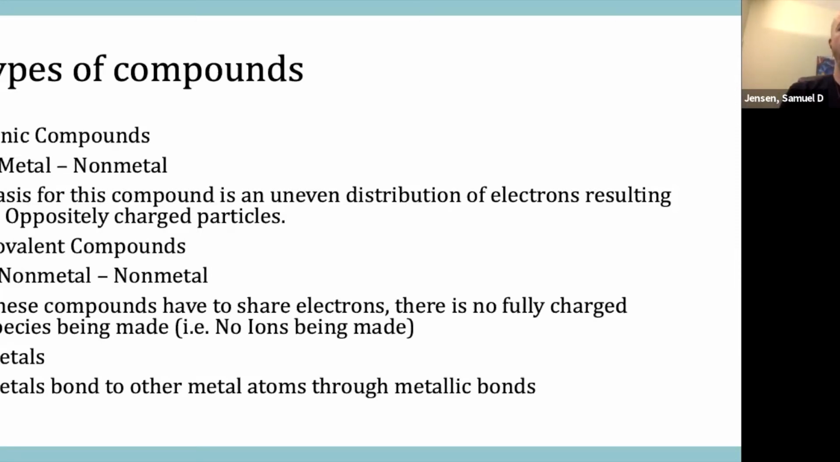Okay, we have covalent compounds, they're made up of nonmetals. So here, these compounds are not based on opposite charges, so they end up being more of a sharing. And then we have metals, which bond through various metallic bonds where their electrons become kind of a sea of electrons, and so it's not quite the same as a covalent or ionic bond as metals bonding.